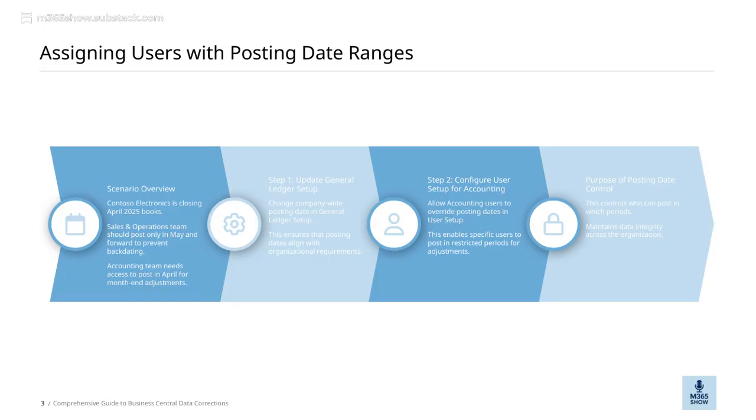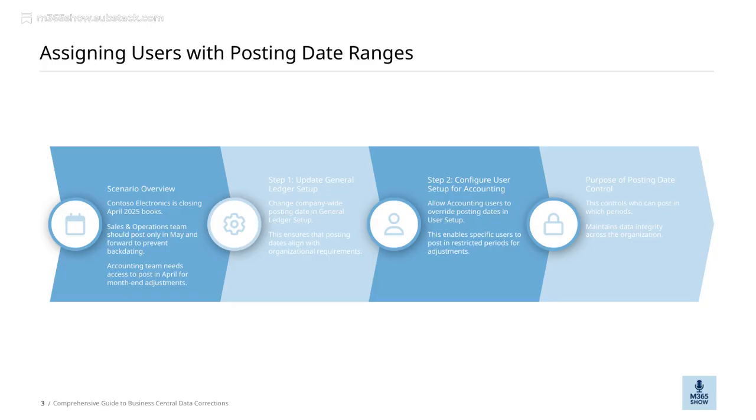Now, the next step is to configure the user setup for accounting. This involves changing the company-wide posting date in the general ledger setup. Doing this aligns the posting dates with what our organization needs, ensuring everyone is working within the correct time frames.